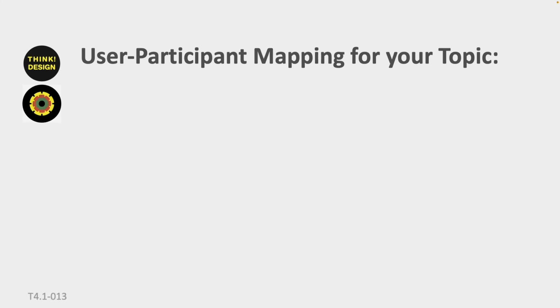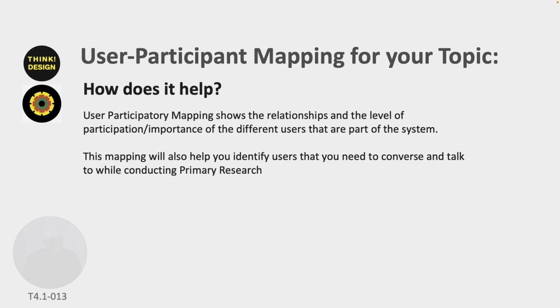Let's sum it up. So how does it help? It shows the relationship and the levels of participation and the importance of the different users that are part of the system. System for you is the topic that you've chosen. It will also help you identify users that you need to converse and talk to, to further understand the topic.